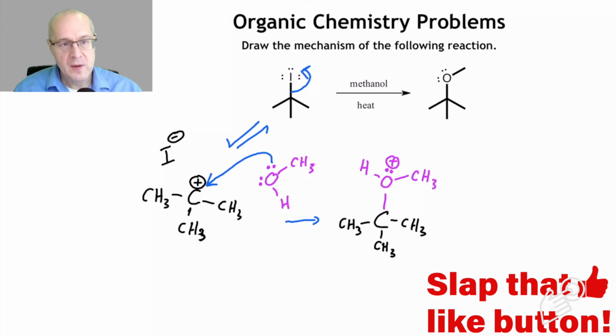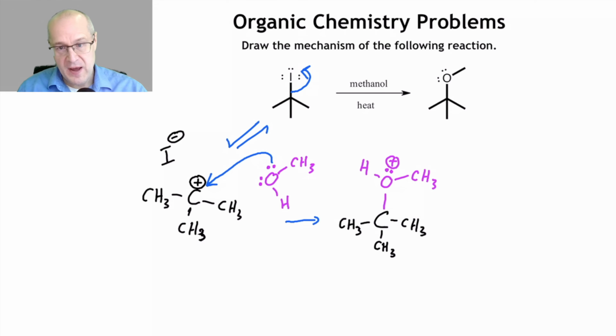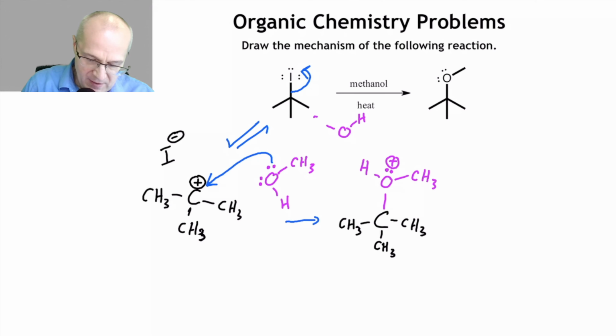Now at this point, you could use iodide to take the hydrogen off of the oxygen to essentially deprotonate the ether, or you could use a solvent. Either one. The books often use the iodide. I'll just use the solvent this time just to be fun. There's a lot of methanol in these reactions. The solvent, it is the solvent after all, so there's a lot of it.